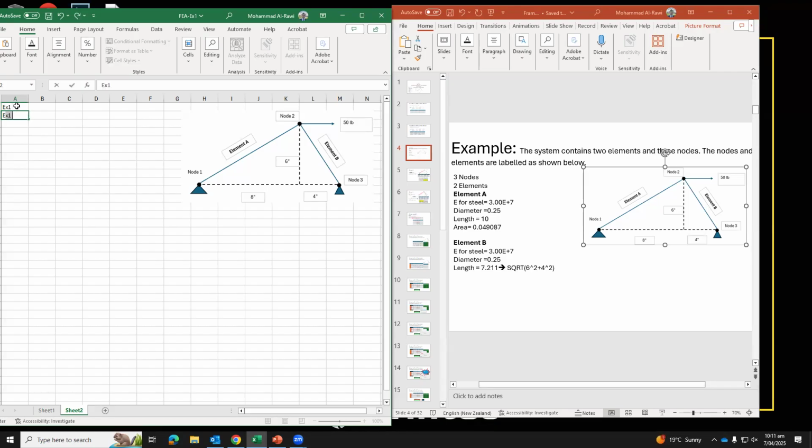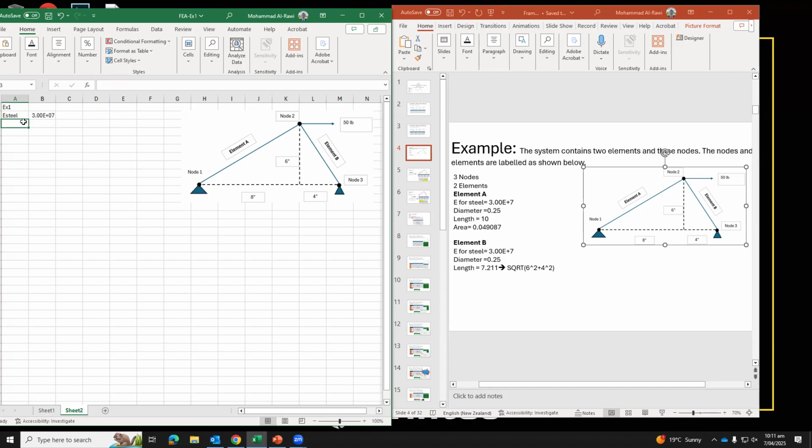Information given to us, E for steel equals the value for that. It's 3.00E+7. Why I'm doing it in E+7, that means I'm using scientific notation, not the plain number. The reason is that when we compare that to SolidWorks, it always produces the plus 7, minus 7, whatever values, and that's easier for us to just compare the results. All right. This is information given to us, like the material properties.